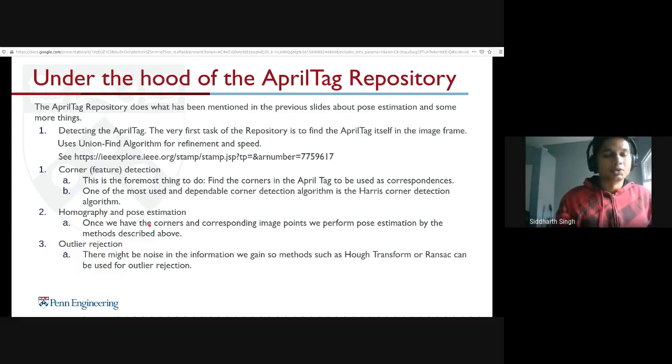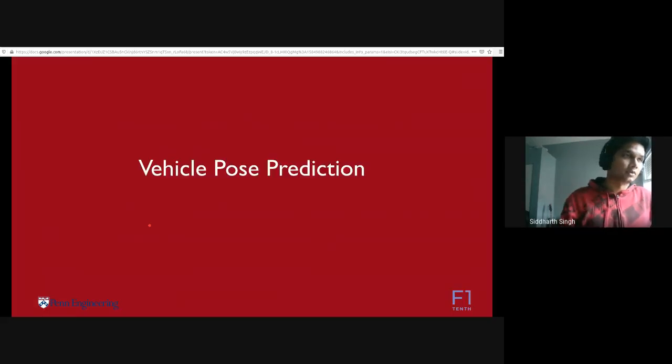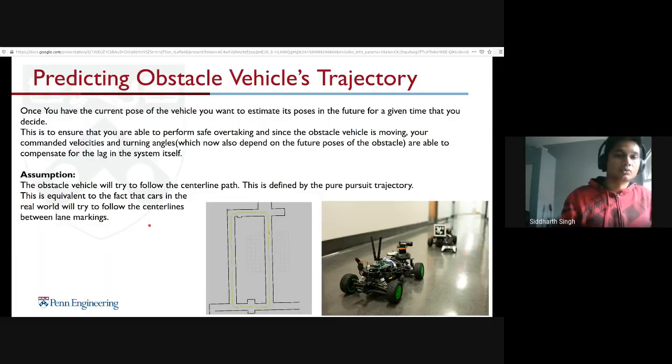Now, the second thing that we initially said we would talk about is prediction. If I know in the current timestamp where the April tag is, can I predict where it will be, say, 10 seconds in the future? So that's where we talk about predicting the obstacle vehicle's trajectory.